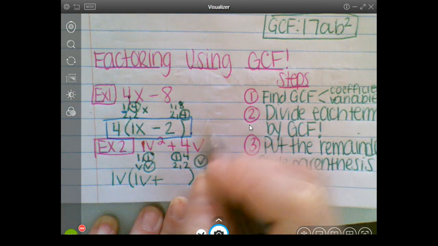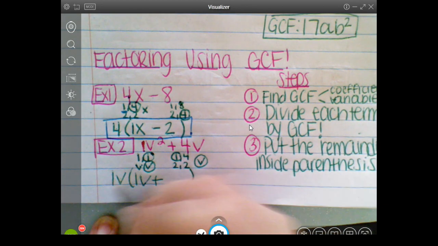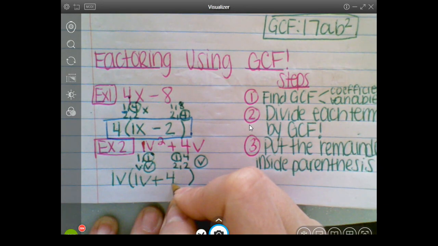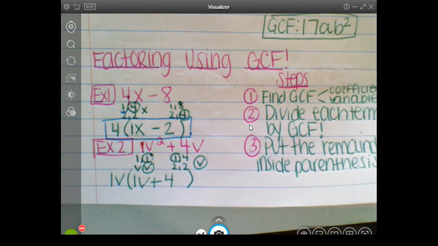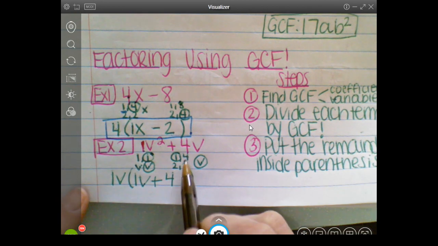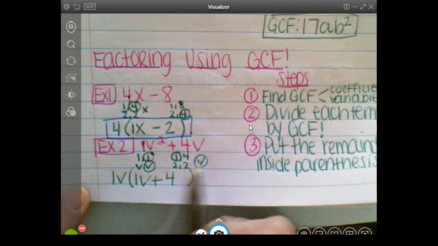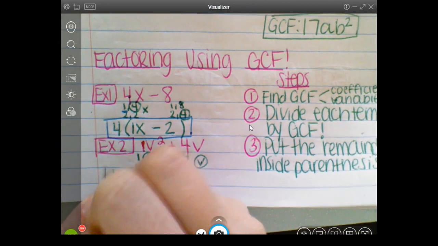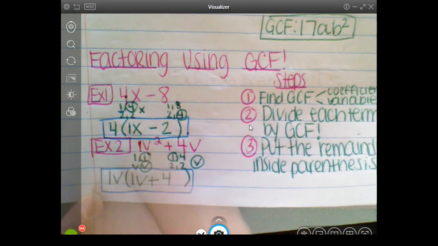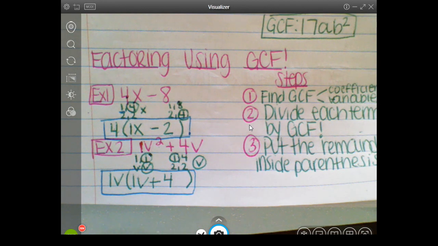Plus 4 divided by 1 is 4. And b, and I took out a b, there's no b's left. That's it. So here, if I look, the 4 is not circled, which is why it's here, but the b is circled, so there's nothing that can go here. So this 1b times 1b plus 4 is my factored response.